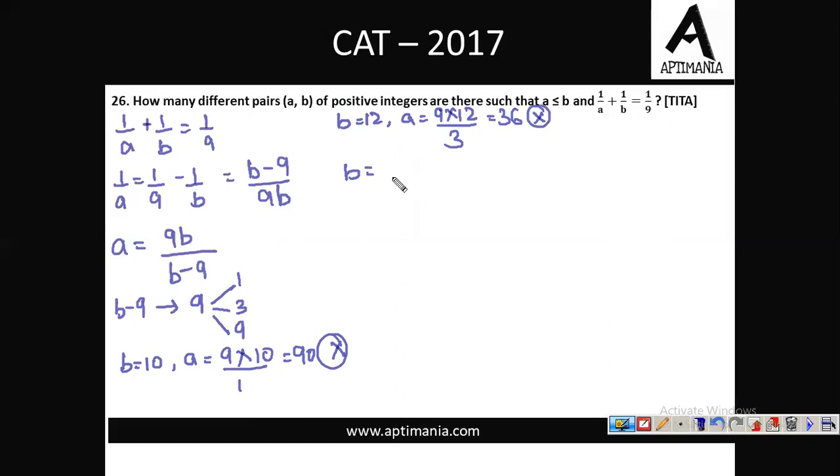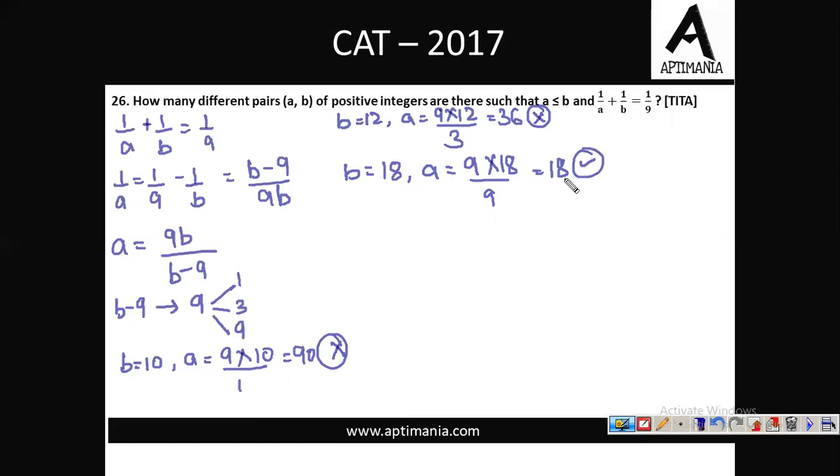Considering the third case, B minus 9 equals 9, B equals 18. If B equals 18, A equals 9 into 18 upon 9, which is 18. This solution will be considered because A is less than or equal to B, and here A is equal to B.